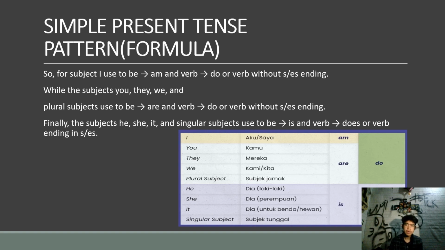Simple present tense pattern formula. For the subject I, the to be is am, and the verb is do or a verb without s ending. The subjects you, they, we, and plural subjects use the to be are and a verb do or a verb without s ending. Finally, the subjects he, she, it, and singular subjects use the to be is and the verb does or a verb ending in s.